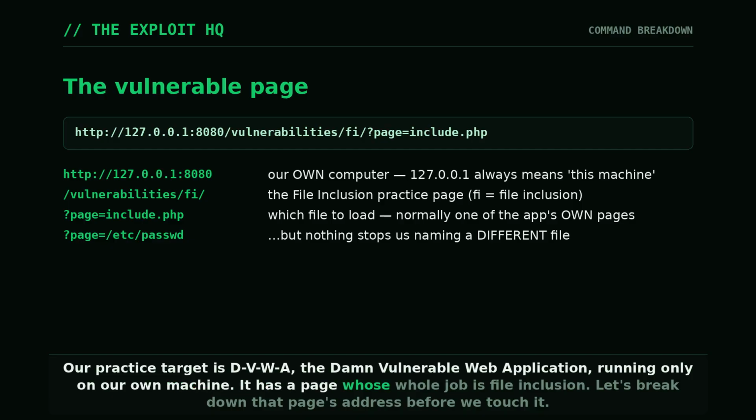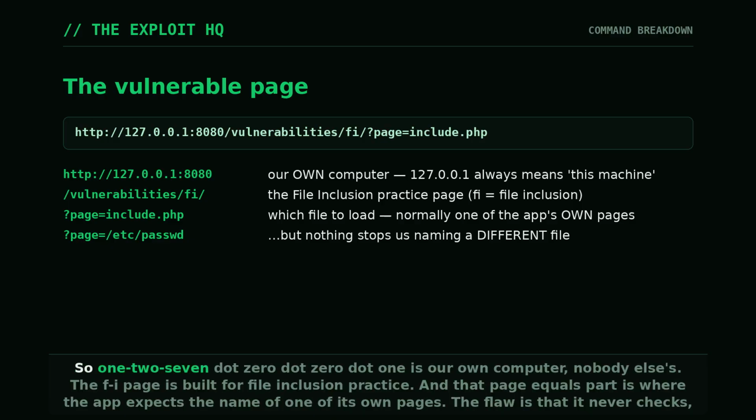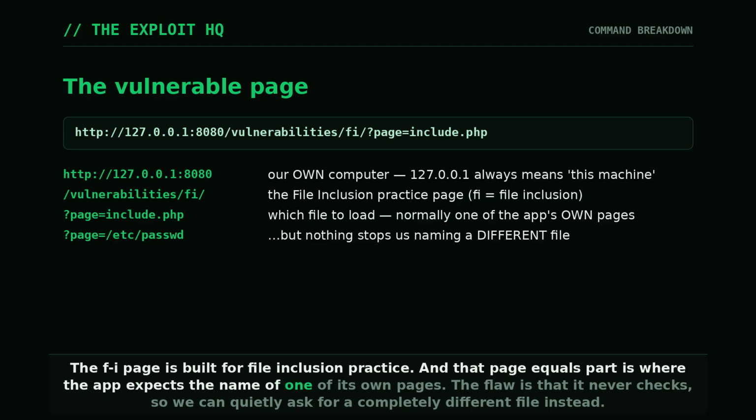It has a page whose whole job is file inclusion. Let's break down that page's address before we touch it. So 127.0.0.1 is our own computer, nobody else's. The FI page is built for file inclusion practice, and that page equals part is where the app expects the name of one of its own pages. The flaw is that it never checks, so we can quietly ask for a completely different file instead.